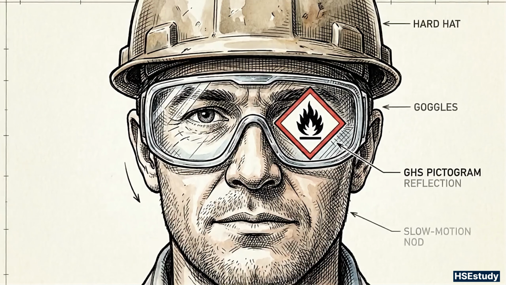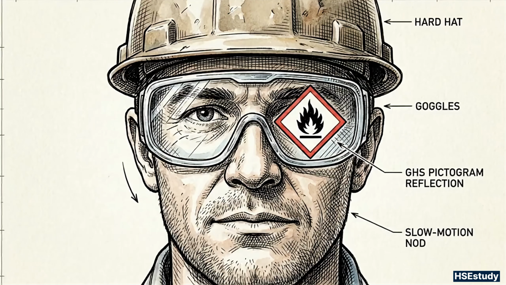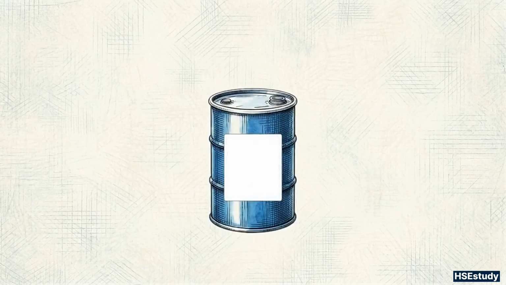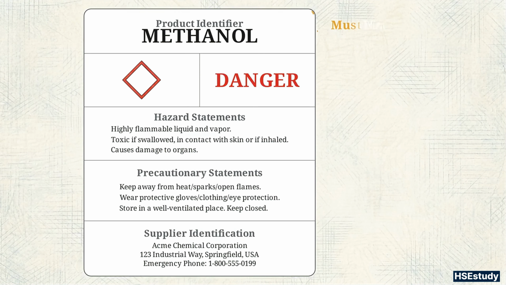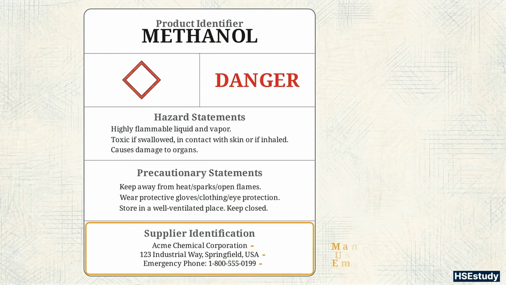Safety relies on an unbroken flow of information. If a worker on the floor cannot instantly decode a hazard, the entire regulatory system fails. Every hazardous chemical leaving a manufacturer must feature a label containing 6 standardized elements. First, the product identifier must perfectly match the safety data sheet. Sixth is the supplier identification, detailing the manufacturer's name, U.S. address, and emergency phone number.